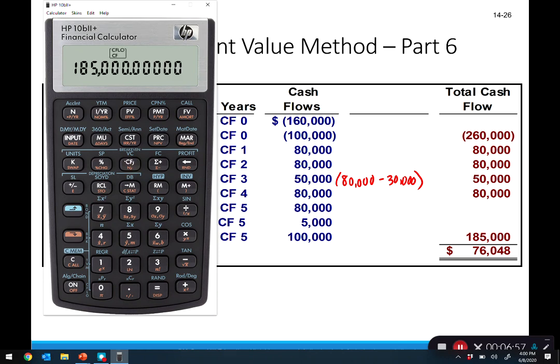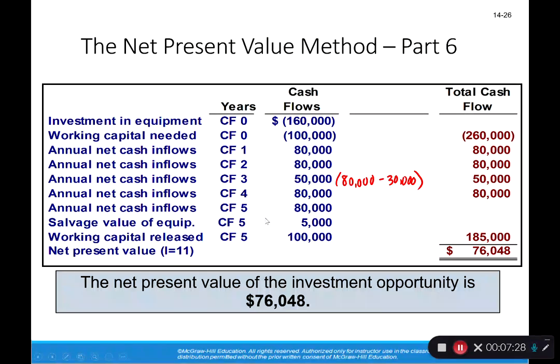The next thing I need to do is put in my discount rate, which I think was 11%. So you put in 11 and then hit the I button. You're putting it in as a percent, not a decimal. So not 0.11, but 11, and then hit the I button. Then you hit your shift key and the PRC key, because underneath you could see it says NPV. And that'll get us our net present value, which is 76,048. So the net present value of the investment opportunity is 76,048.